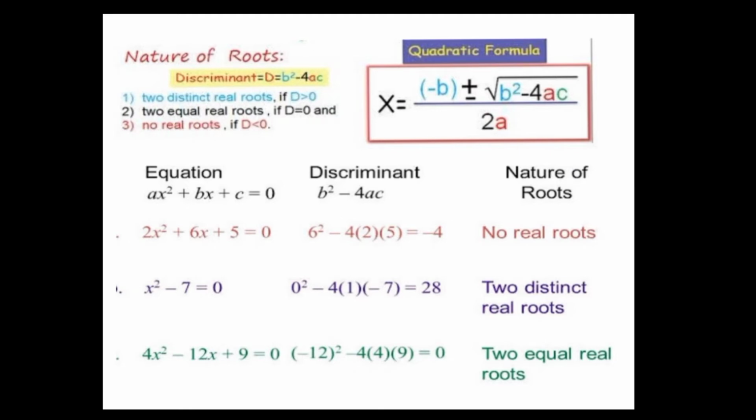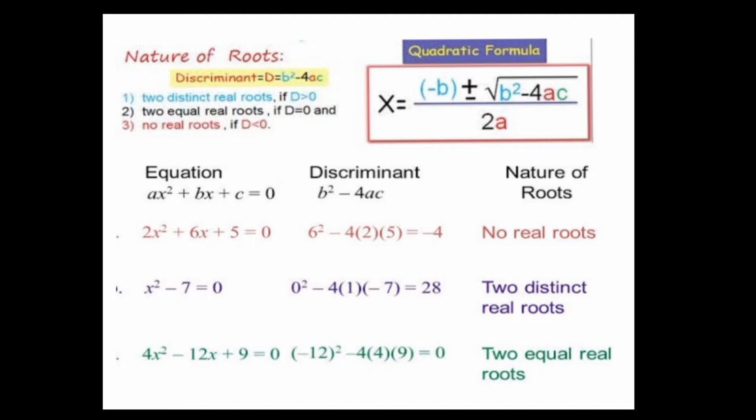Now we have nature of roots. In this we have formulas for the discriminant and the quadratic formula. The discriminant formula is D equals b square minus 4ac, and the quadratic formula is x equals minus b plus or minus square root of b square minus 4ac divided by 2a. Why ma'am are you giving formulas? Because we don't have problems, you may think. But even if we don't have problems, these formulas are important. They may ask what is the quadratic formula for a quadratic equation, otherwise they may ask what is the discriminant formula for a quadratic equation. So you people need to remember these formulas.